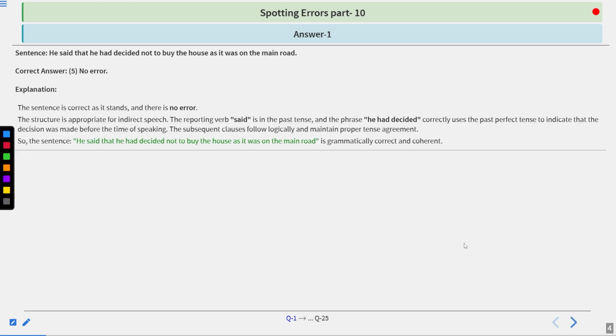The sentence is correct as it stands, and there is no error. The structure is appropriate for indirect speech. The reporting verb said is in the past tense, and the phrase he had decided correctly uses the past perfect tense to indicate that the decision was made before the time of speaking. The subsequent clauses follow logically and maintain proper tense agreement. So the sentence, he said that he had decided not to buy the house as it was on the main road, is grammatically correct and coherent. Let's move to the next question.